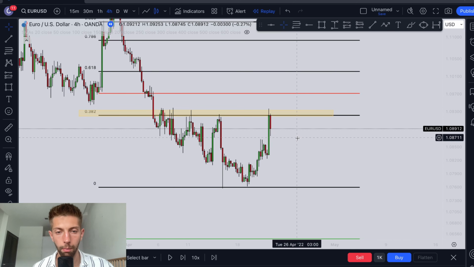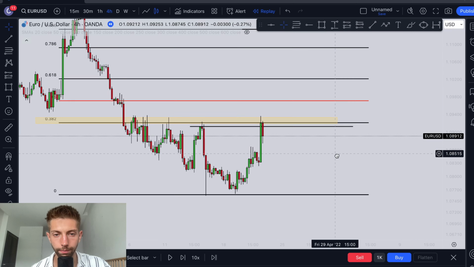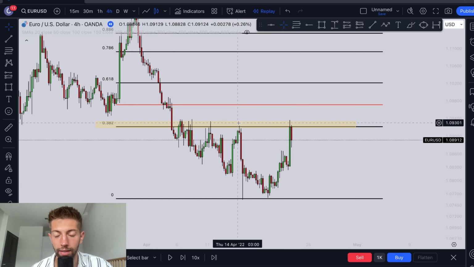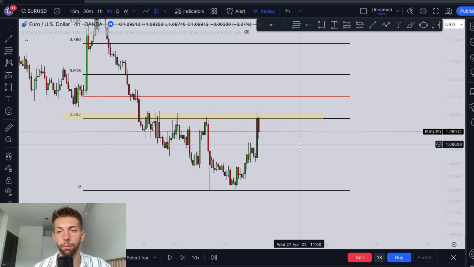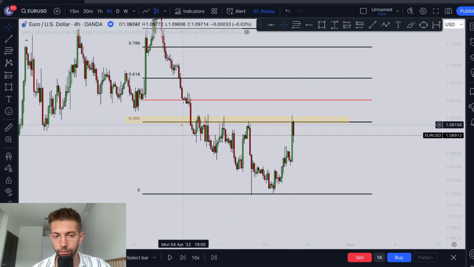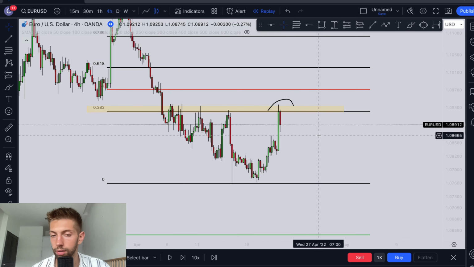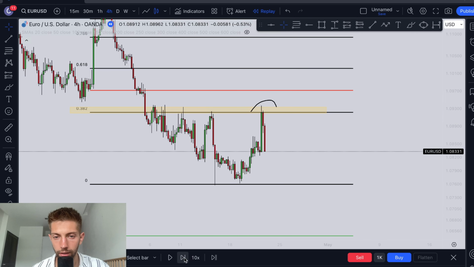And as I said, some of the people will think we broke structure right here, but as I said, because we didn't pull back at least 38.2% here, we cannot count it as a new structure point. So for me, this is now a new structure point, a new lower high in this example. So I want to sell, so let's say I took a sell here. Let's see what happens.